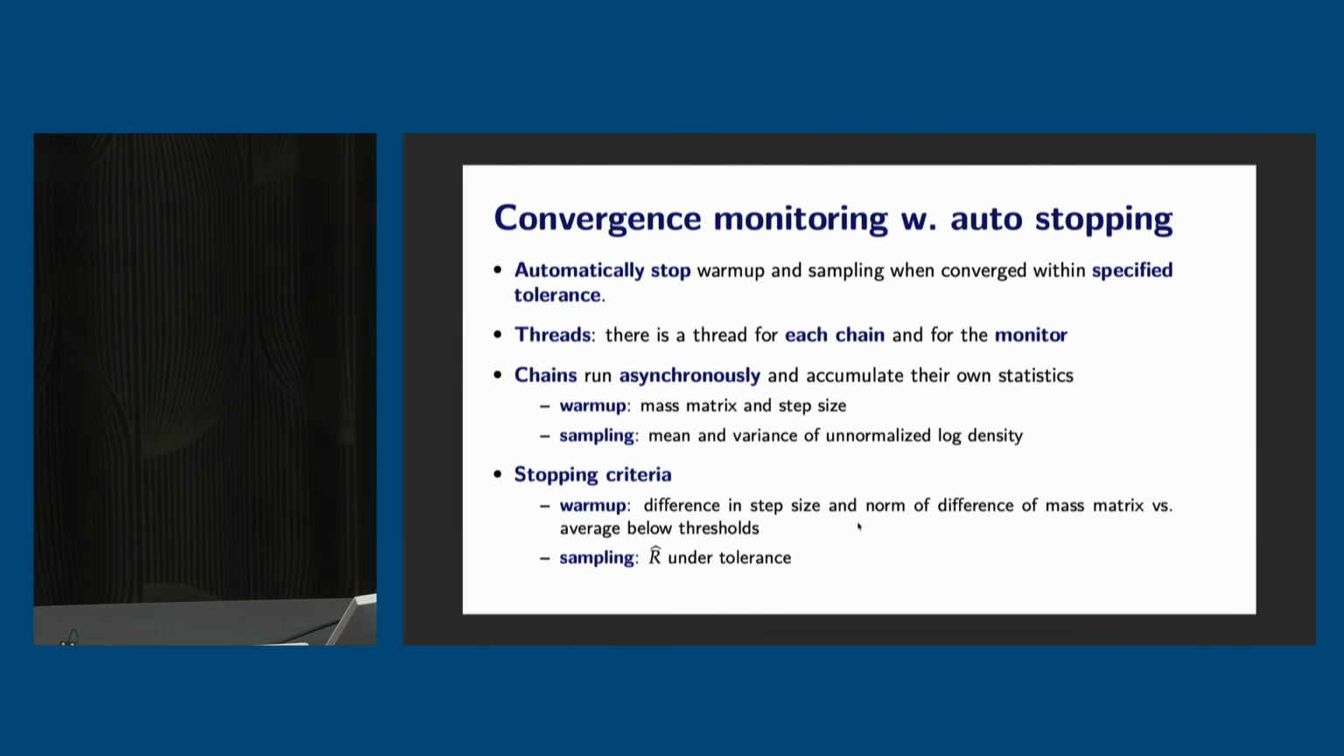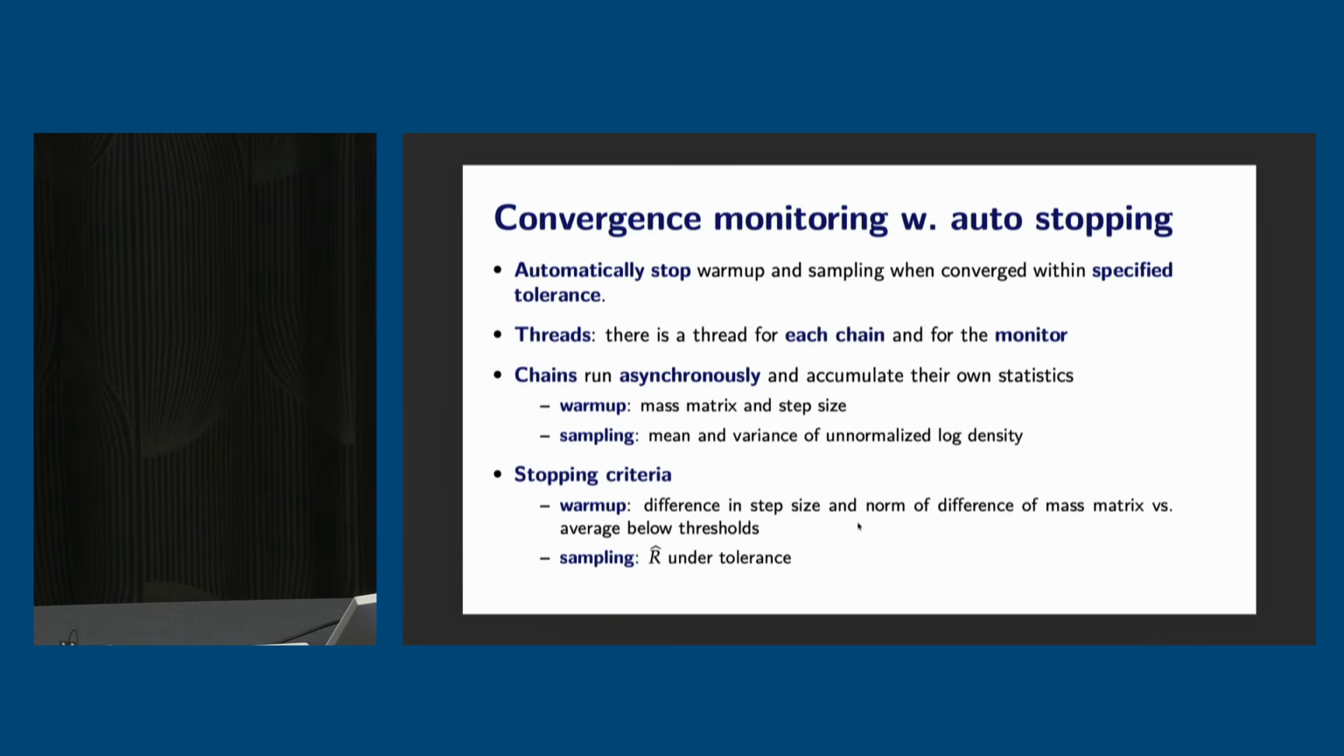So let's talk about convergence monitoring with automatic stopping. Well, we want to automatically stop. It's really painful in the workflow to say, oh, let's try 100 iterations and see if that works. Let's try 200. Let's try 400. One of the first things I built for Andrew Gelman when I started working with him was something that did iterative deepening and did that automatically, but nobody ever wanted to use that. This is much better. This actually monitors as you're going during warm-up and monitors during sampling whether you've converged.